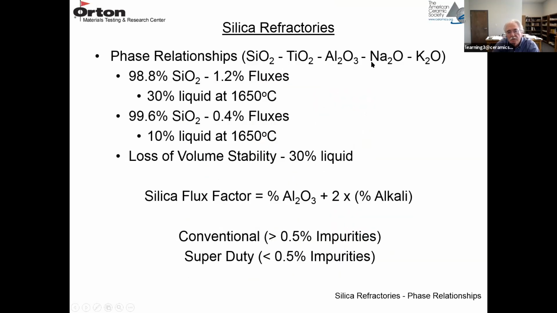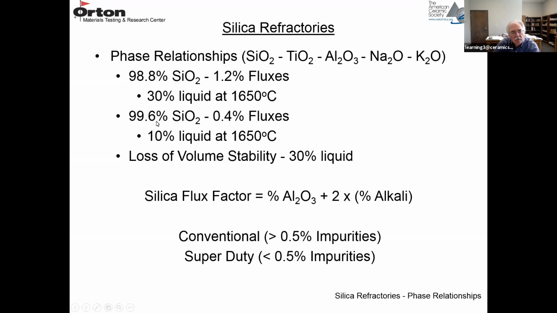And if you look at all these different types of impurities, TiO2, Al2O3, Na2O, and K2O, if you have a 98.8% silica refractory, and the sum of these different impurities is in the order of 1.2%, and they are fluxes. So these are the fluxes or the impurities. You'll have 30% liquid at 1650 degrees C. Well, that's in the area of steel-making temperatures. So that's very undesirable to have that impurity level in a silica refractory.